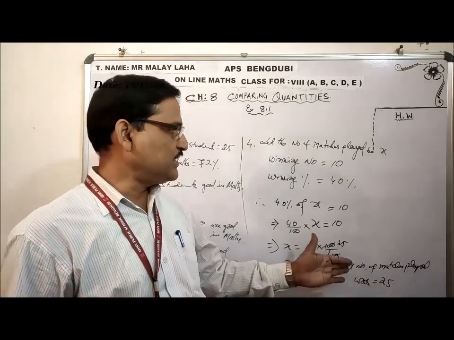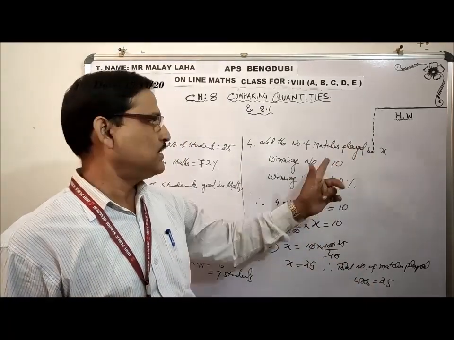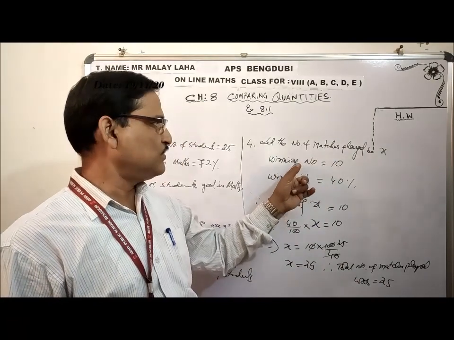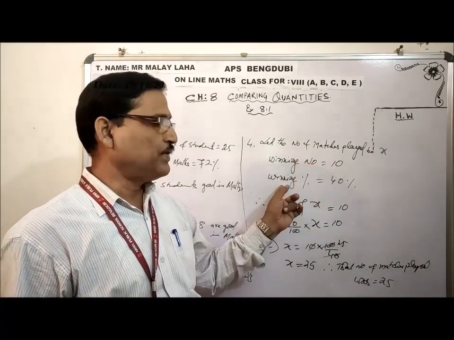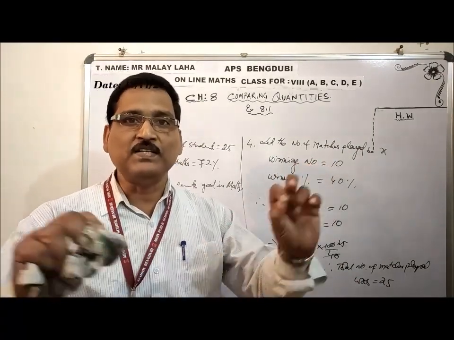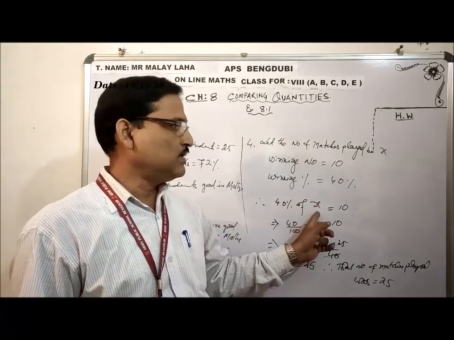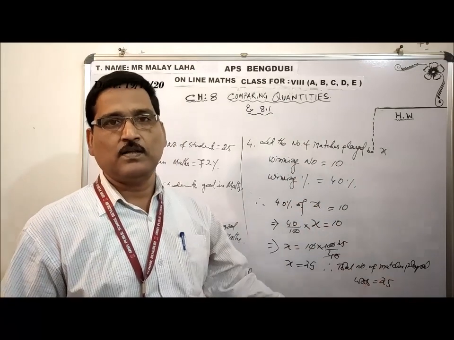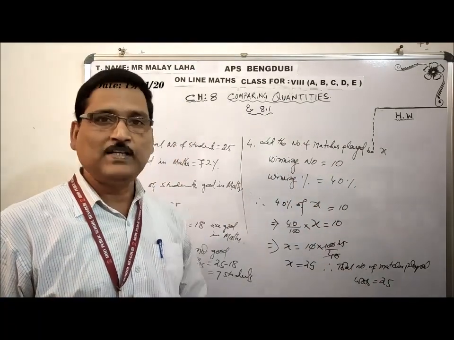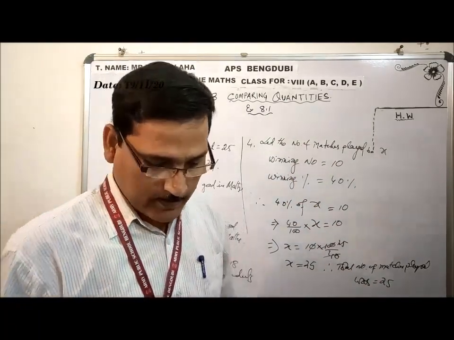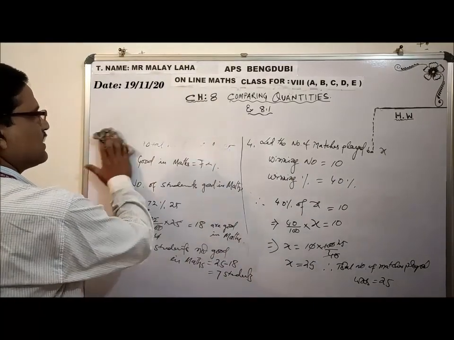When the whole quantity is missing, that whole quantity is X. And in shortcut you write: winning number is 10, winning percent is 40. Now establish a link. That means 40% of the total is 10. Enough. Then solve it nicely and you will get the answer. Now coming to question number 5.